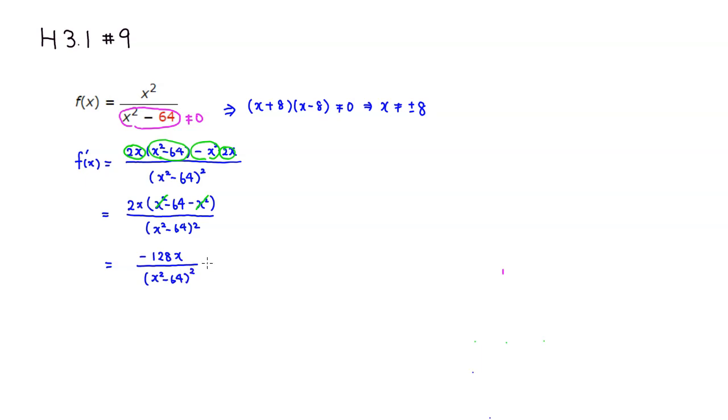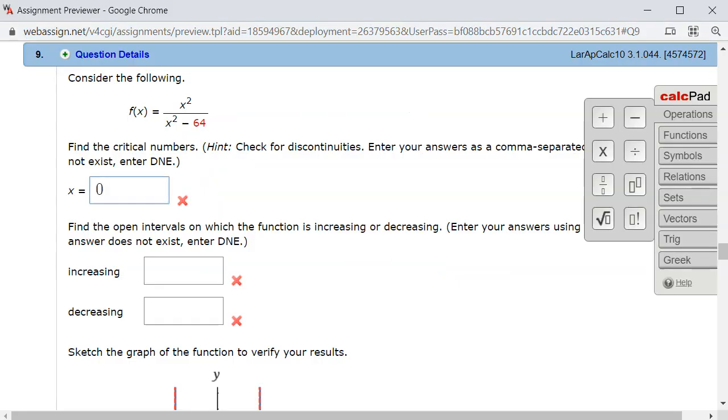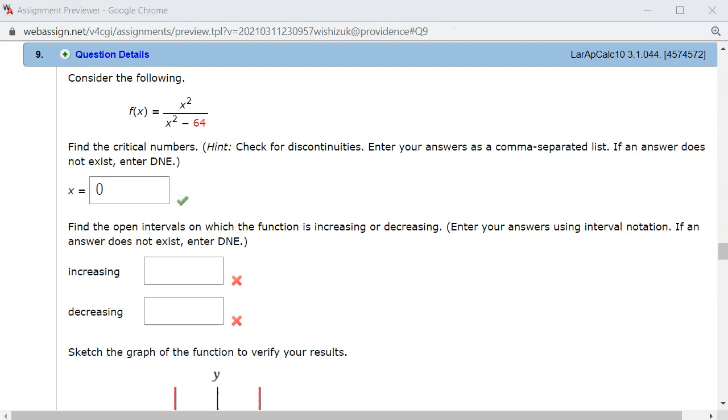To find a critical number, we set that equal to 0, but we can simply make sure that the numerator equals 0. So you have negative 128x equals 0, and you can divide through by negative 128. So x equals 0, and x equals 0 is the critical number. Let's put it in and check the answer. It came back and looks like we got the critical number correctly.